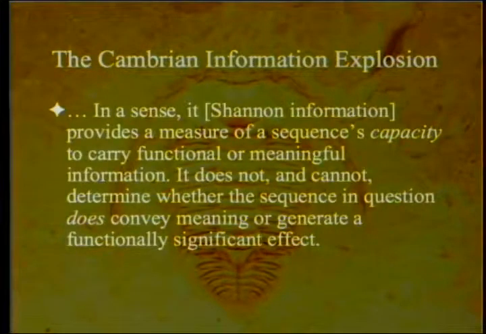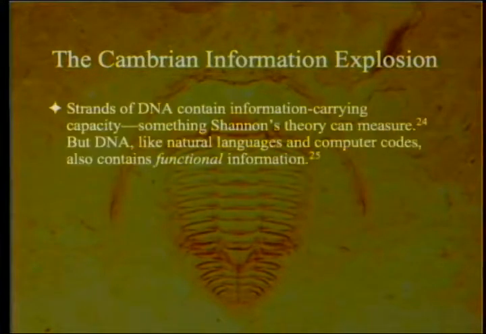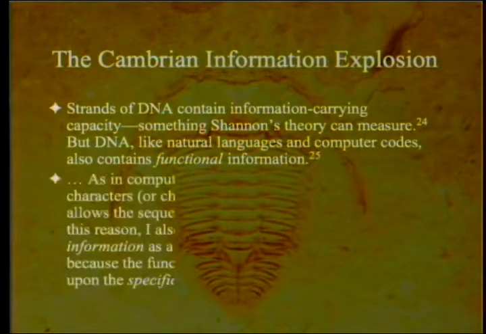In a sense, Shannon information provides a measure of a sequence's capacity to carry functional or meaningful information. It does not and cannot determine whether the sequence in question does convey meaningful information or generate a functionally significant effect. Strands of DNA have information-carrying capacity, something Shannon's theory can measure. But DNA, like natural languages and computer codes, also contains functional information.